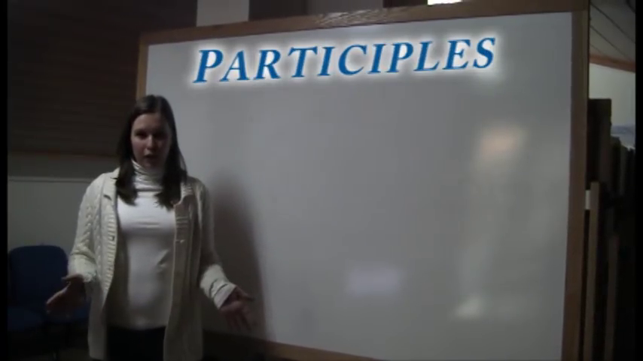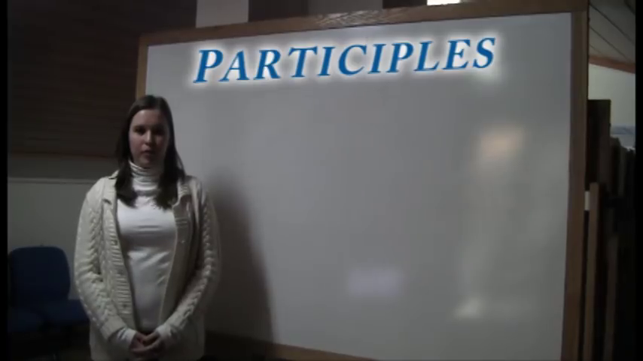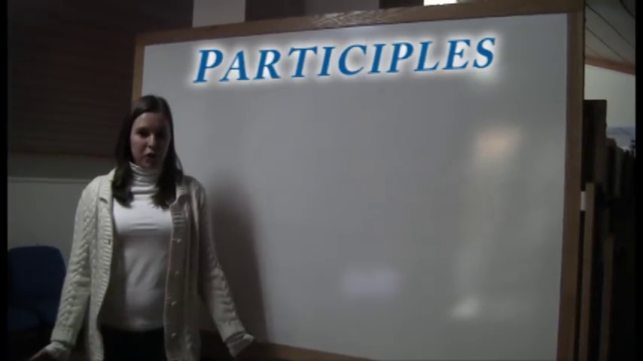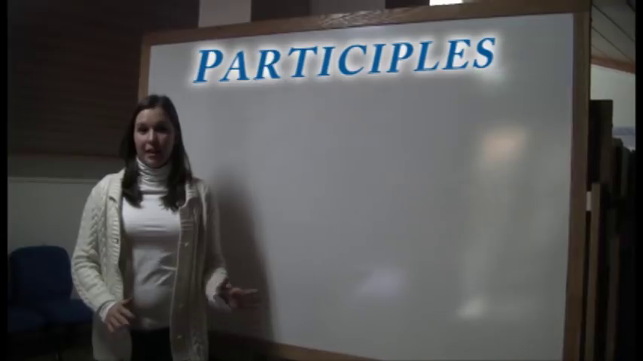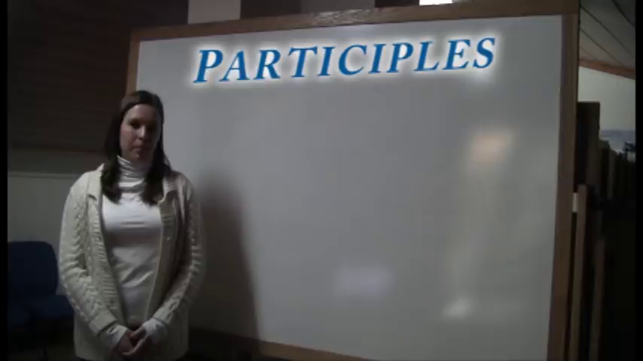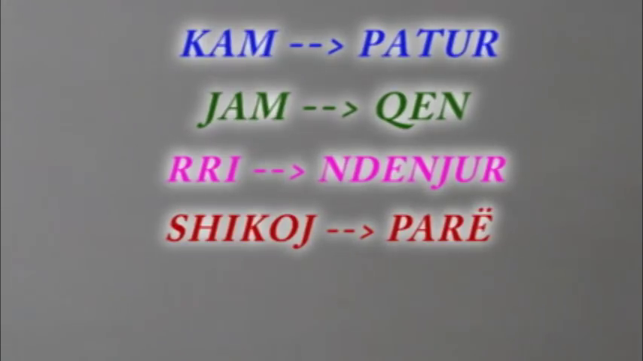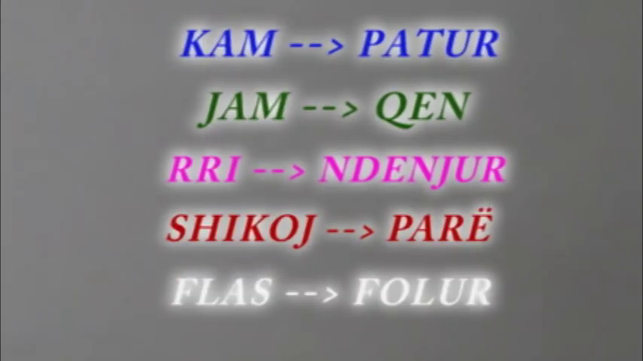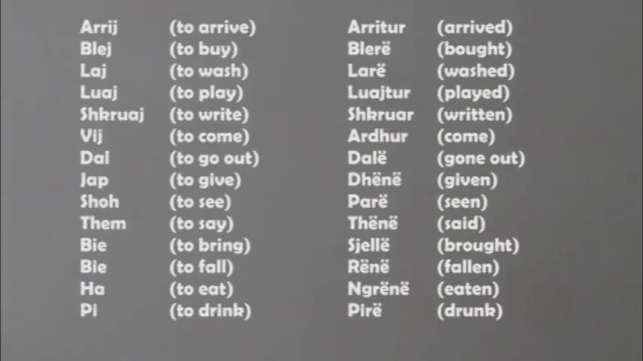Unfortunately, just like every other language, there are lots of irregular verbs, and you pretty much just need to memorize them, because there's no rhyme or reason for why they have the endings that they have. Here's an example of some of the most commonly used irregular verbs in Shqip. Kam, which means to have, becomes patur. Jam, which means to be, becomes qenë. Rri, which means to stay, becomes ndenjur. Shikoj, which means to see, becomes parë. Flas, which means to speak, becomes folur. And here's a list of some others if you'd like to pause your screen and take a second to read them and write them down.